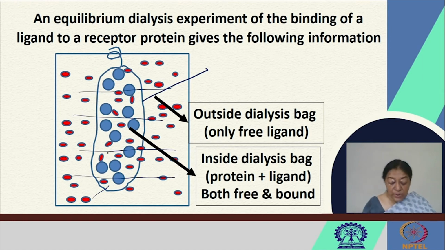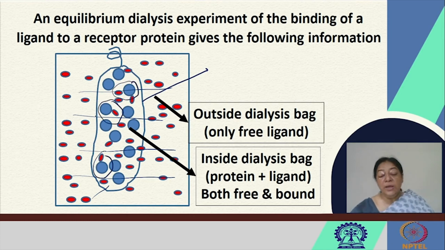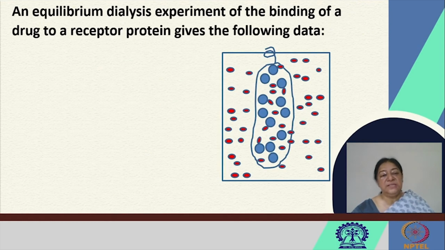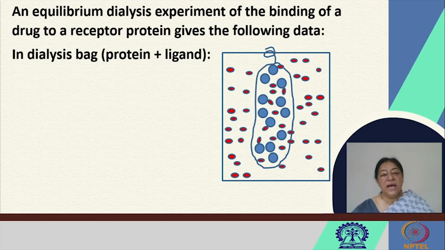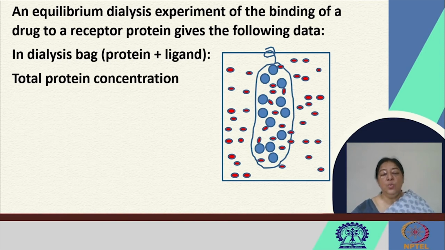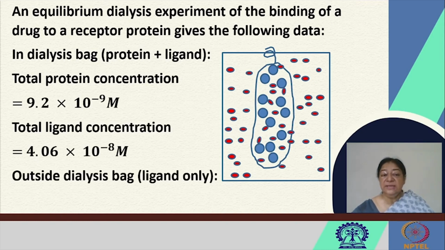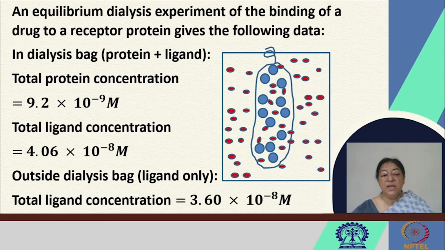However, inside we have a protein ligand complex formed, and this protein ligand complex will not be allowed to leave the bag, considering that the molecular weight is high enough to be retained in the bag. So based on an experiment like this, if we get the data where we have in the dialysis bag the protein plus the ligand, we have a total protein concentration, we have a total ligand concentration. And from that, we have outside the dialysis bag, which indicates that is only the ligand, we have a ligand concentration of 3.6 into 10 to the minus 8.